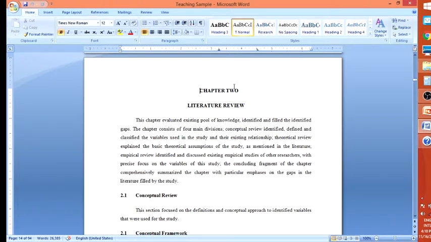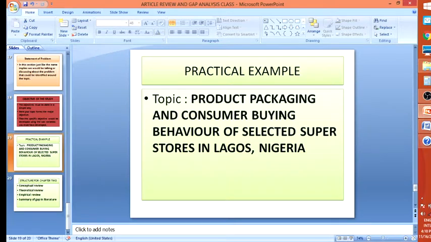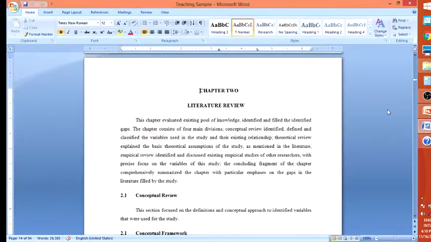Remember, I said the first one is conceptual review. We'll be looking at the major concepts. So the basic thing I expect you to do here is, at first, look at the major concepts which you are looking at. Now, for my own topic, my topic is product packaging and consumer buying behavior. So the major concepts here are product packaging and consumer buying behavior. Those are my two major concepts. Now, to see if there are other concepts which I'll be talking about, I'll have to go back to my operationalization of variables, or you go back to your objective. Those sub-variables which you use for your main variables are expected to be reviewed under conceptual review. Now, let me show you what I'm talking about.